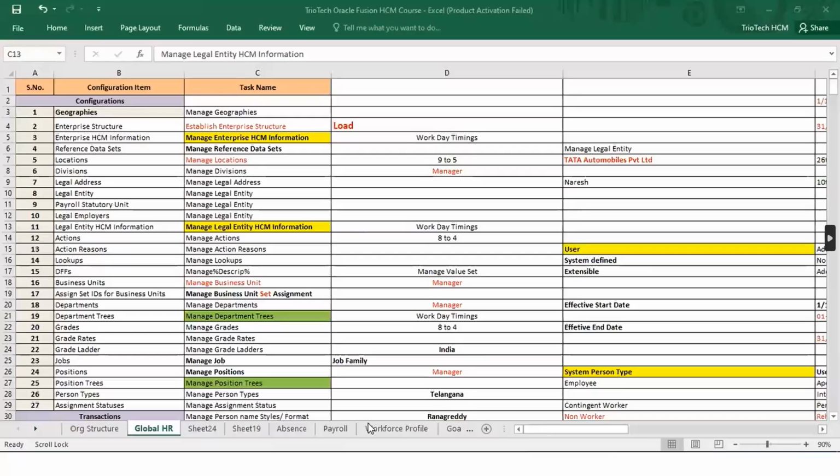And after enabling the offerings in the system, I also introduced to you the different search areas available in the system, like from where we can find the configuration tasks, the different setup tasks, and how to access them in the system. Different search areas like the setup and maintenance search area, universal search area, global search area, that we have discussed in the team.